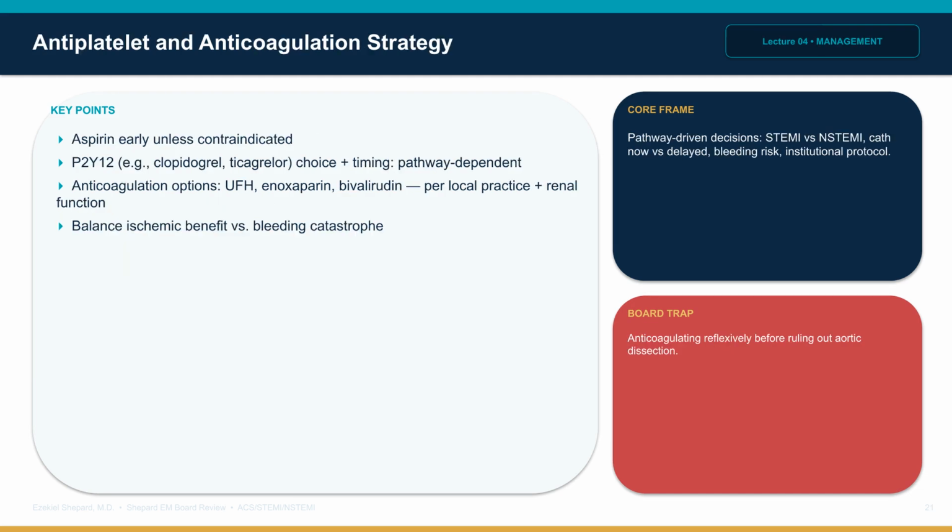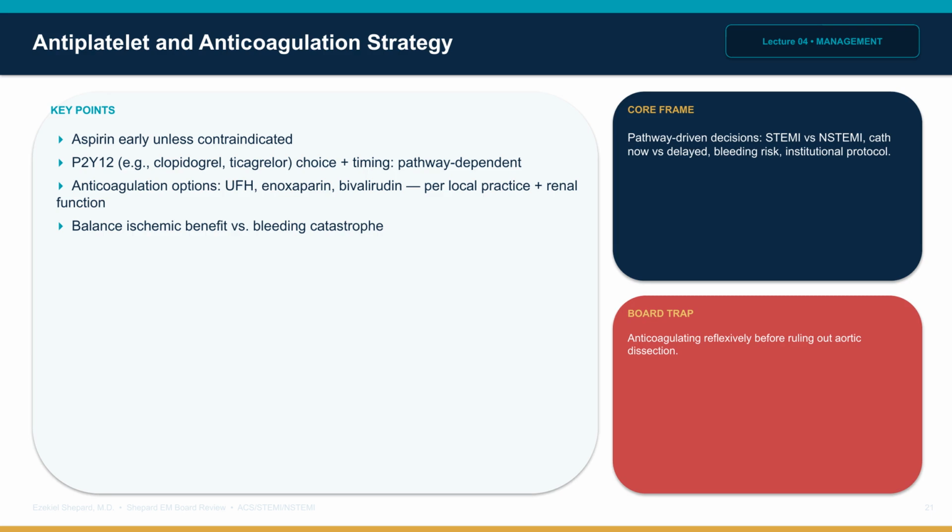Antiplatelet and anticoagulation strategy depends on the pathway. Aspirin is early unless contraindicated. P2Y12 medication choice and timing depend on whether this is STEMI, NSTEMI, cath lab now versus delayed invasive strategy, bleeding risk, and institutional protocol. The current standard P2Y12 agents are ticagrelor or prasugrel layered onto aspirin.